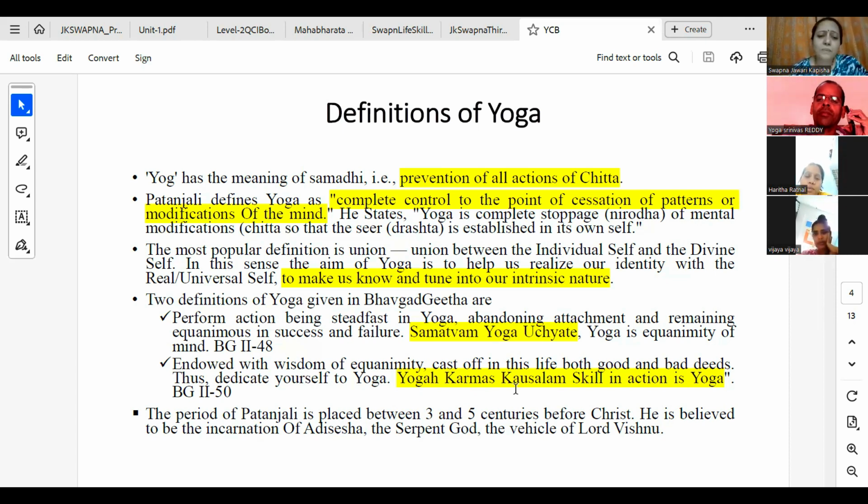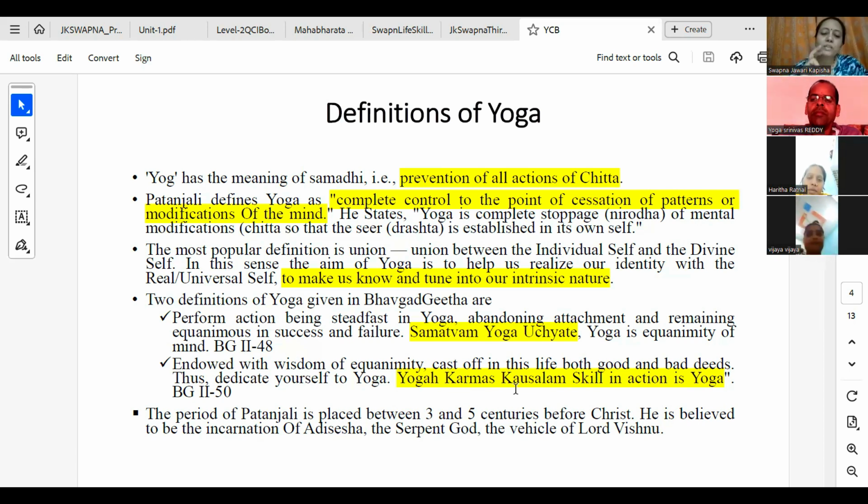And if you think of Patanjali, we all know that Patanjali Maharshi is known as the father of yoga. The period of Patanjali was before Christ, around the 3rd to 5th centuries BC. And Patanjali Maharshi is believed to be an incarnation of Adisesha, in the sense the serpent god.